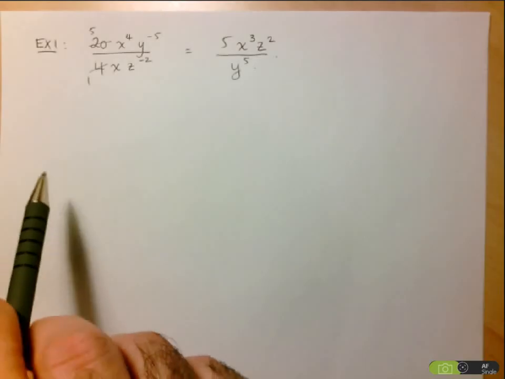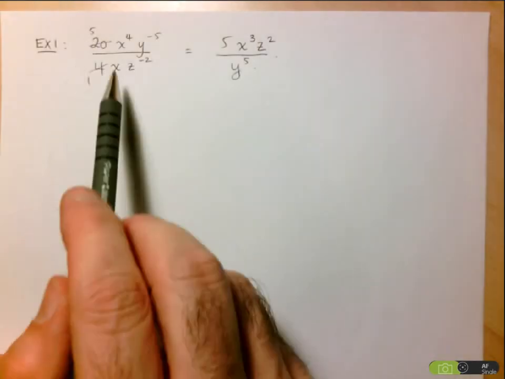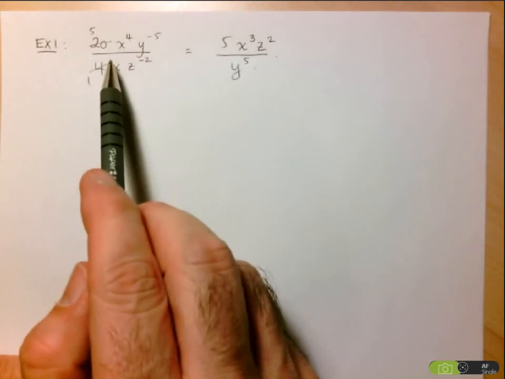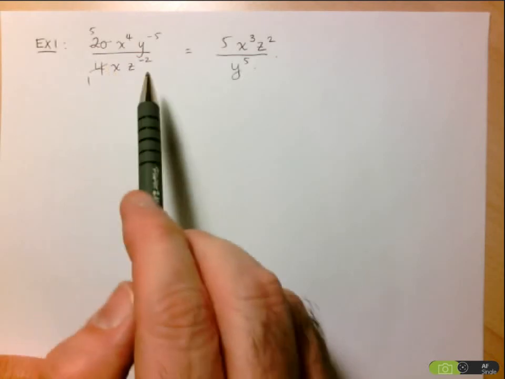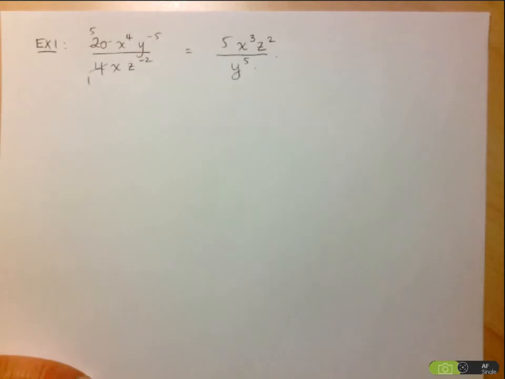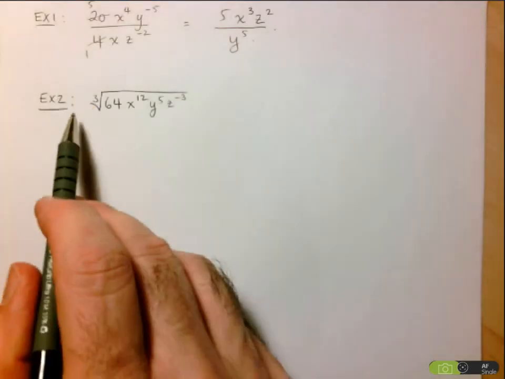So simplify the coefficients, simplify any common powers, meaning powers that have the same base, and then make sure that any negative exponents are rewritten as positive exponents. Okay, let's go on to another example. Let's take a look at this example 2 here.